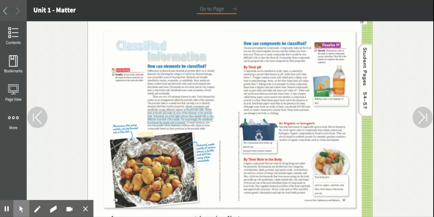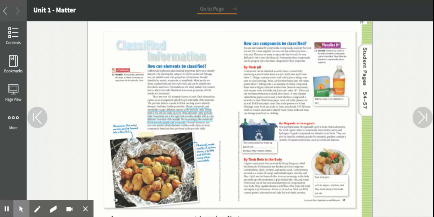Page 57. How can compounds be classified? You are surrounded by compounds. Compounds make up the food you eat, the school supplies you use, and the clothes you wear, even you. There are so many compounds that it would be very difficult to list or describe them all. Fortunately, these compounds can be grouped into a few basic categories by their properties.